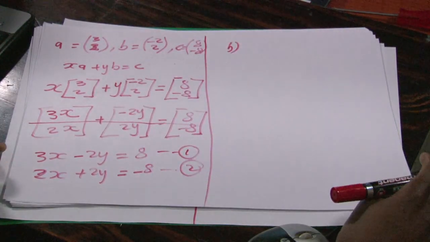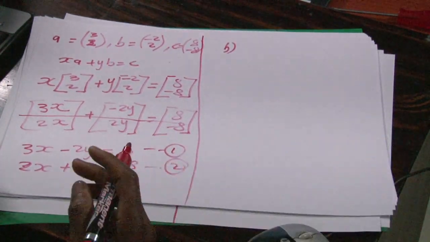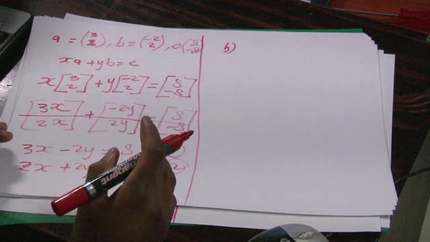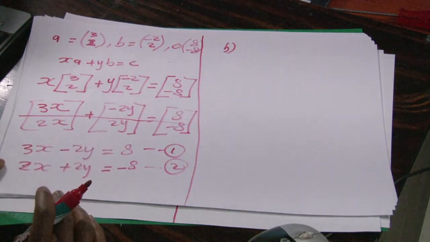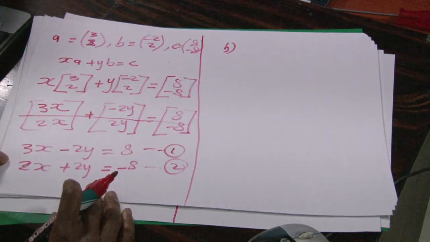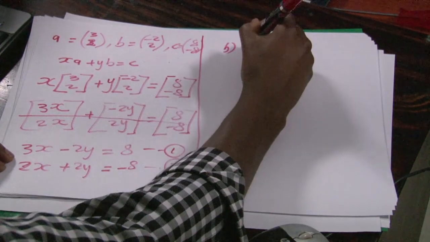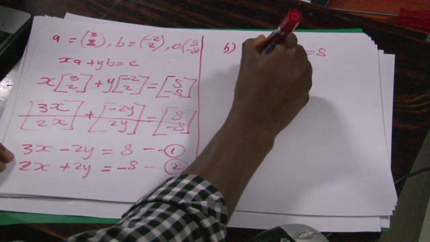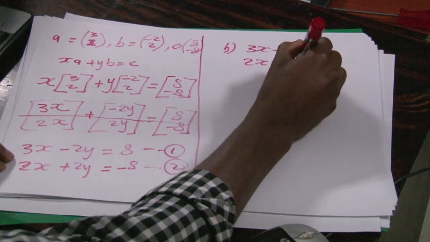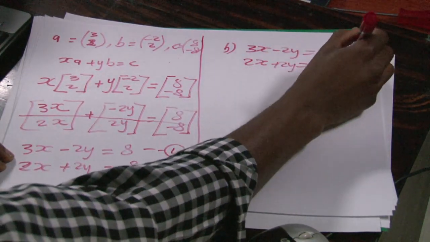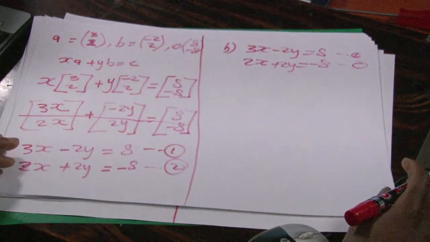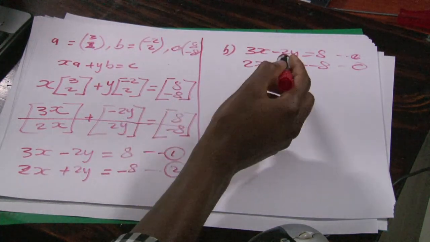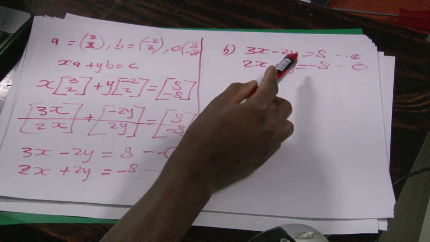Part B says solve the equations to find the values of X and Y. Now here you can choose whether to use elimination method or substitution method. But looking at what we've been given, elimination method will be straightforward, because we have 3X minus 2Y is equal to 8, then 2X plus 2Y is equal to -8. This is equation 1, this is equation 2. It's very easy. Which one can we easily eliminate there? It's the Y, because here is minus 2Y plus 2Y.